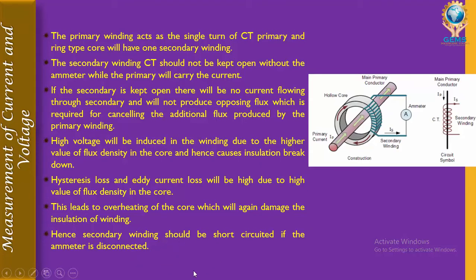So this is the reason why the secondary winding should be in short circuited mode and should not be in open circuited mode. We can see the single turn or the single core acts as the primary winding in the circuit, and the secondary winding has many turns. So this will act as a primary and this will act as a secondary, and we are connecting the secondary winding across the ammeter here.